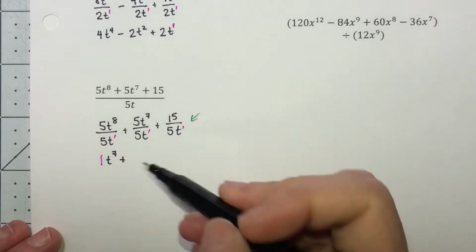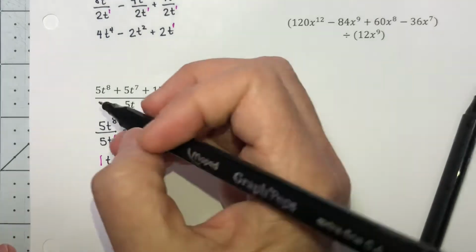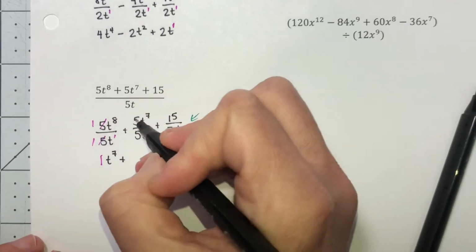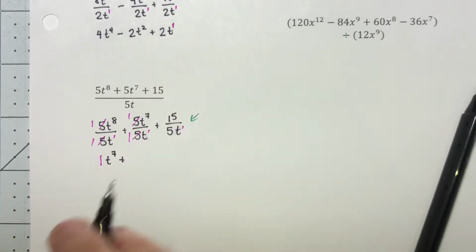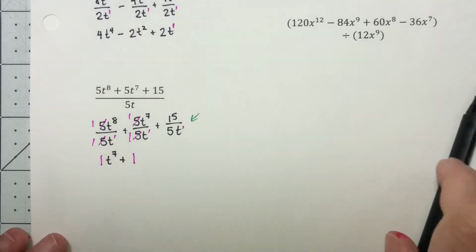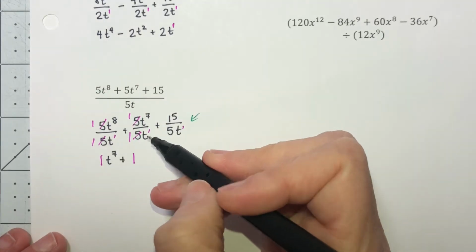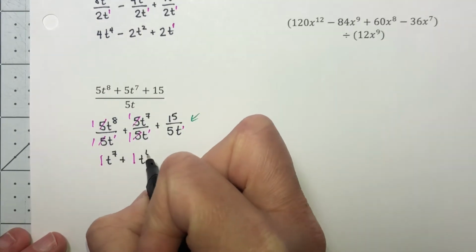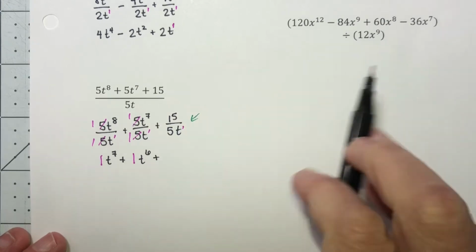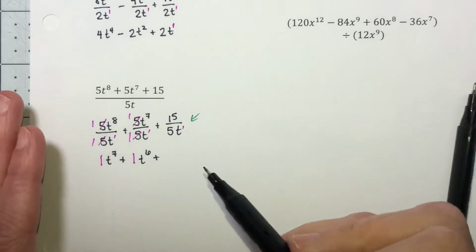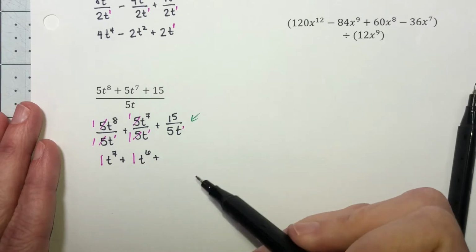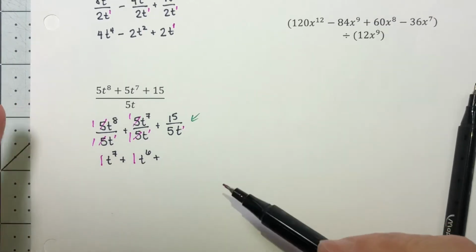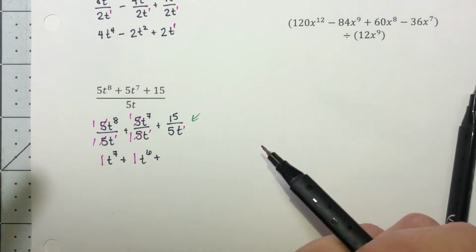Plus. Again, 5 divided by 5, that's a 1. So I can put the 1 there. 7 minus 1 is 6, so I have t to the 6th power. Plus. Okay, so this is the first time where we have a fraction that doesn't divide evenly. Fractions don't always divide evenly. That's what makes them weird.